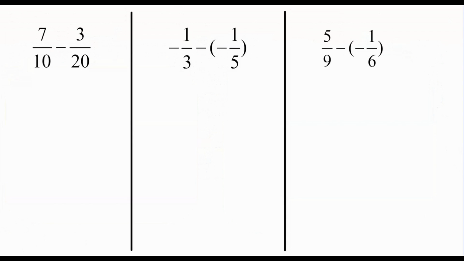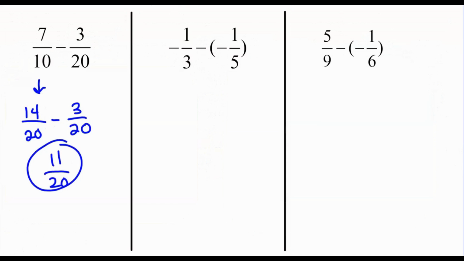The common denominator of 10 and 20 is 20. So 7/10 is 14/20 minus 3/20, and that's just 11/20, and that is in simplest form. So we're finished with that one.